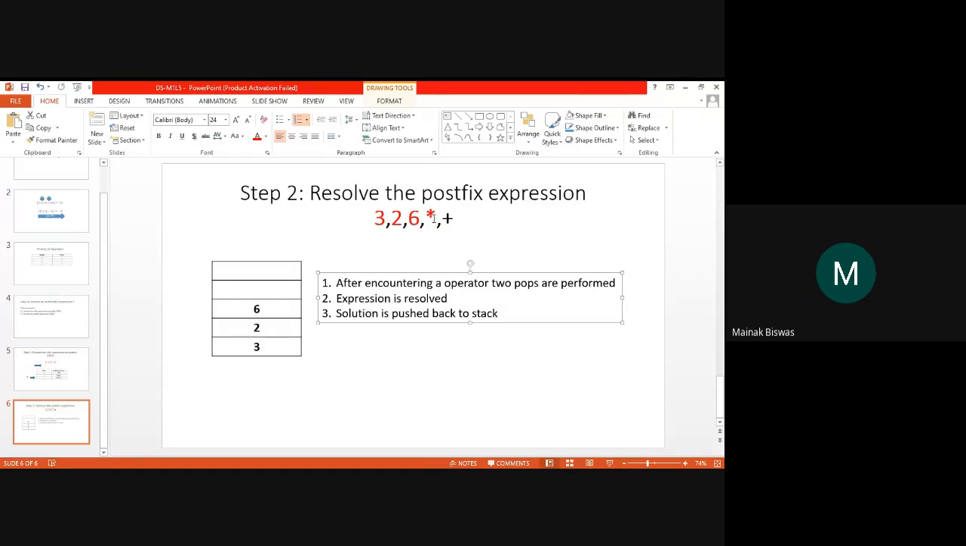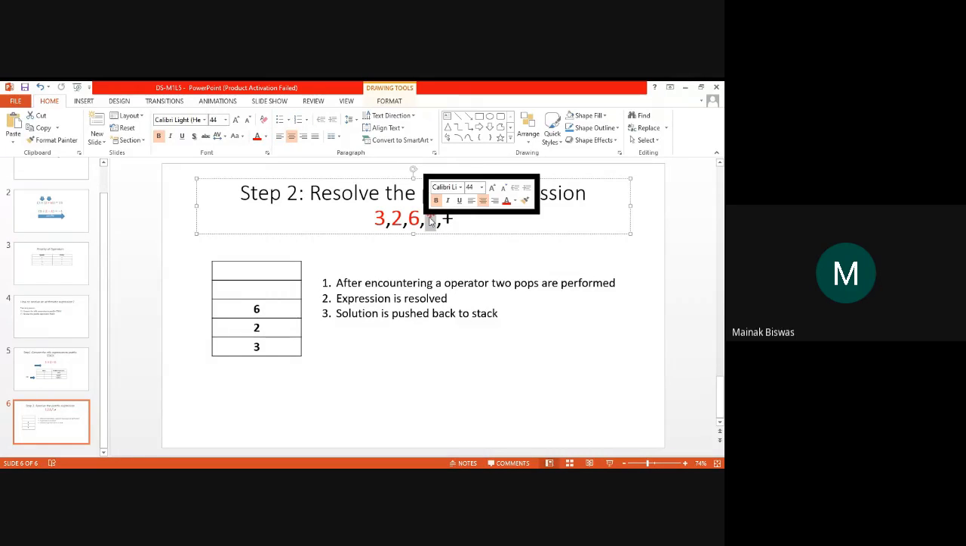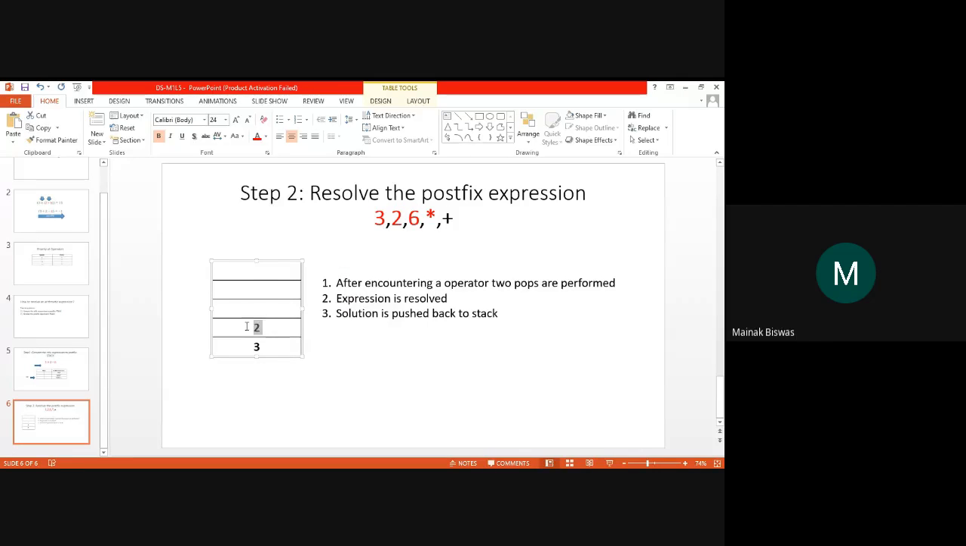So they encounter this multiplication. So two pops happen. So 6 and 2 are popped out. As soon as 6 and 2 are popped out, it is resolved using multiplication. That is 6 into 2 becomes equal to 12. And push the solution back to the stack. Then what is the solution in this case? In this case, the solution is 12. So we push the solution back to the stack.